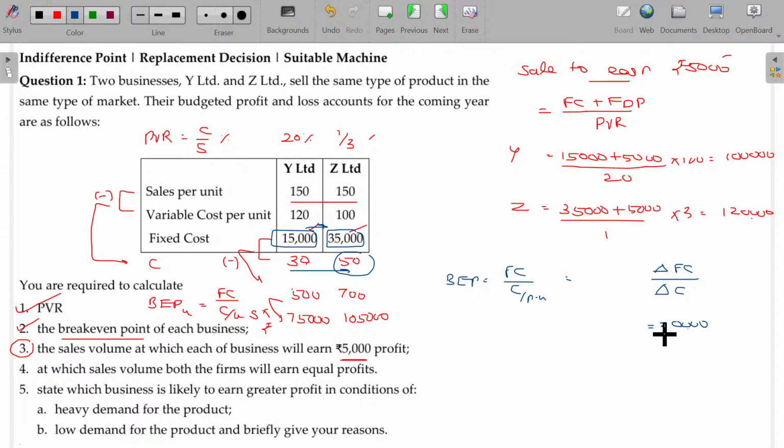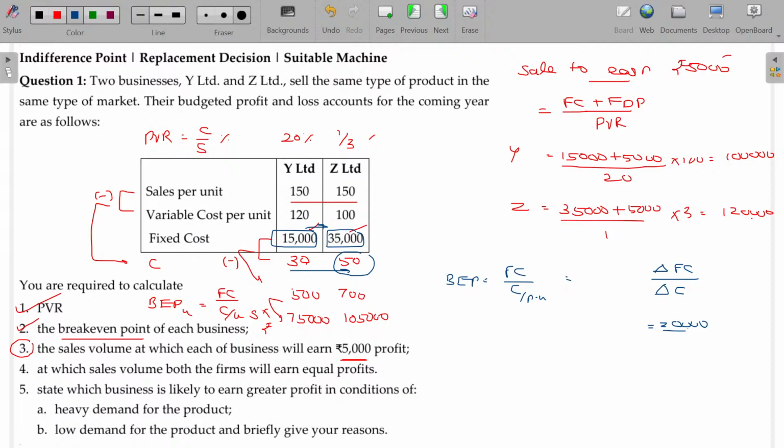So from this, it is very simple. If you want to shift from Y to Z, you have to spend 20,000 rupees extra. Because of shifting from Y to Z, your savings will be 20 rupees per unit. For every unit, if you are saving 20 rupees, how many units you have to sell to save that 20,000 rupees?